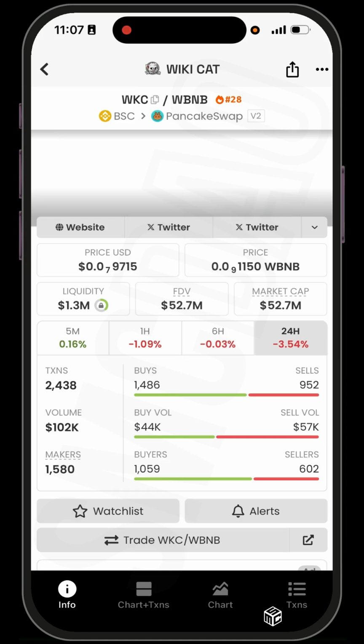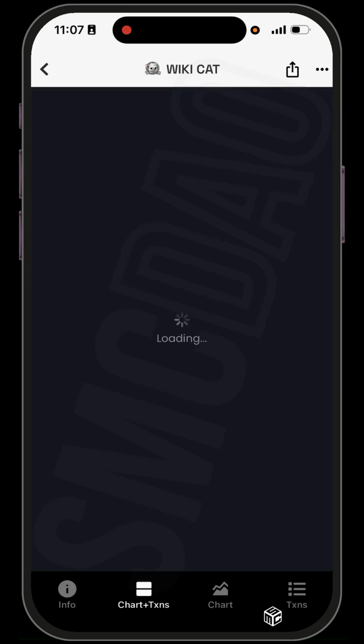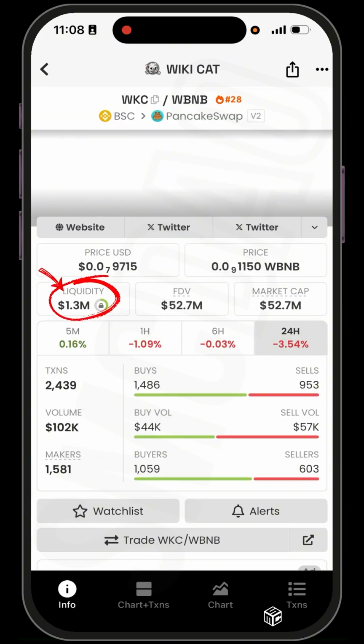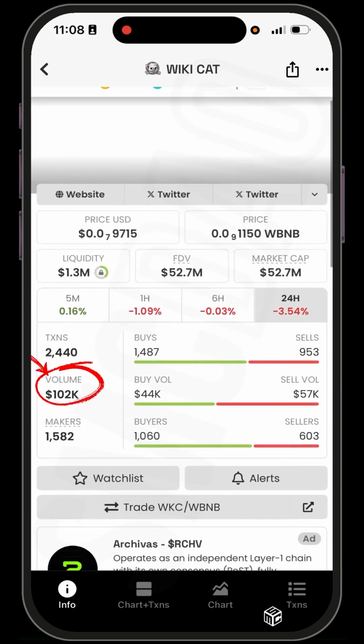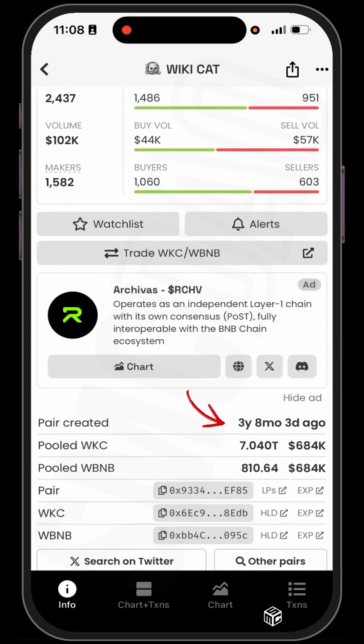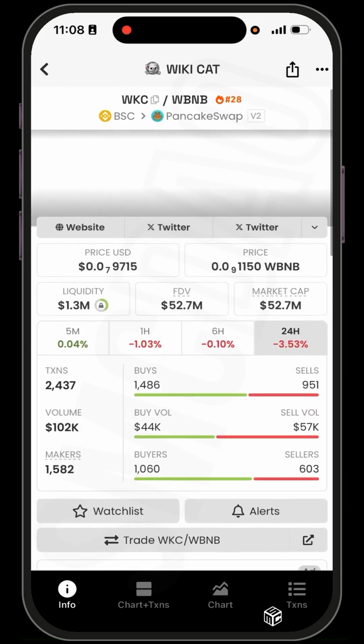All right, now this pair page literally shows you your live price chart, which is down here, chart and transactions. It shows you the liquidity pool of the token, which is 1.3 million in liquidity. It shows you the market cap, which is a 52.7 million market cap. It also shows you the volume of Wiki Cat, which is 102,000 US dollars. It shows you the age, or how long Wiki Cat was created, 3 years, 8 months, 3 days ago, and also the transactions that have happened on this pair, because this is where on-chain alpha begins.